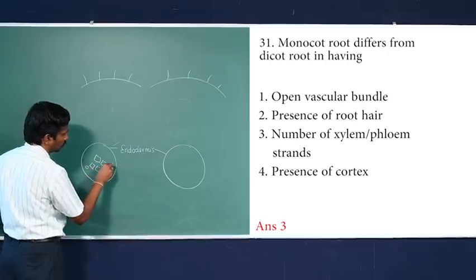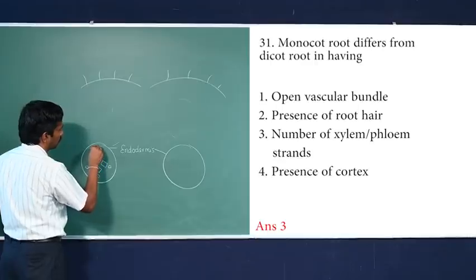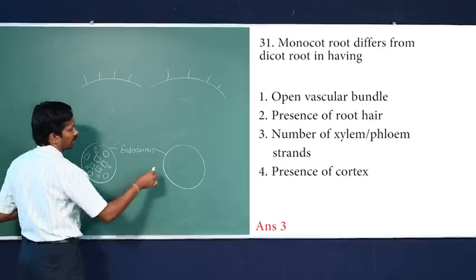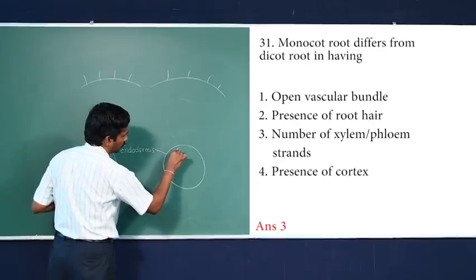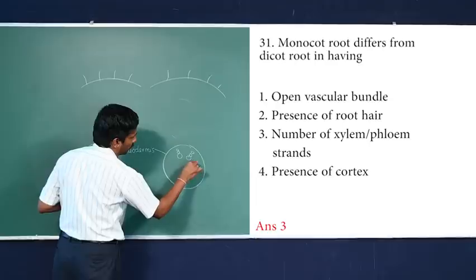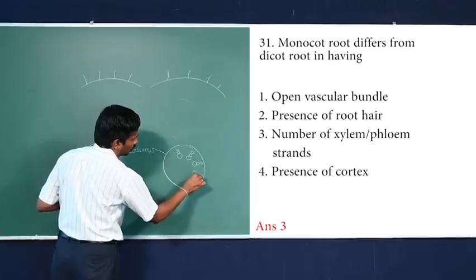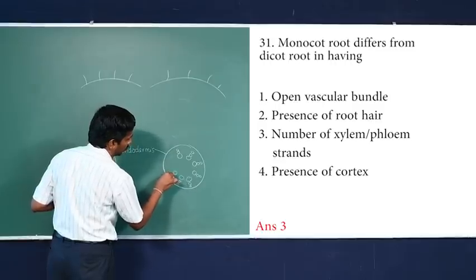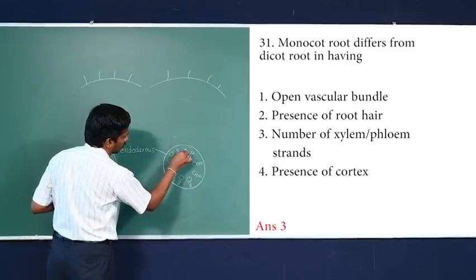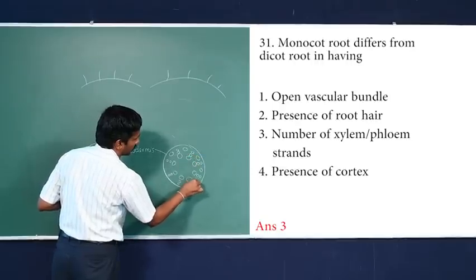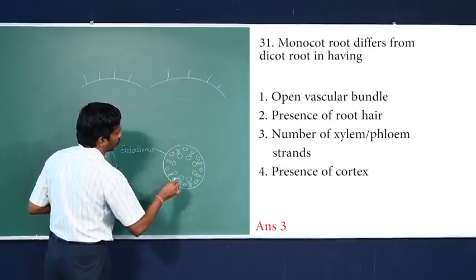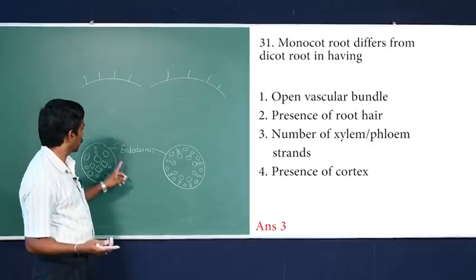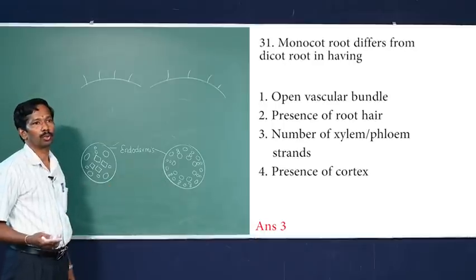In the dicot root system, xylem and phloem patches are 4 each, diarch to hexarch condition, whereas in monocots, xylem patches and phloem patches are many. So the condition is polyarch. More than 7 patches of xylem alternated by phloem patches are present, so that polyarch condition is characteristically found in monocots when compared to dicots. So the option open vascular bundle is wrong. In both cases it is a closed vascular bundle.